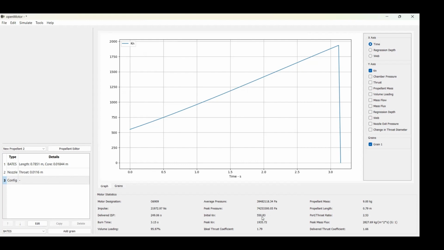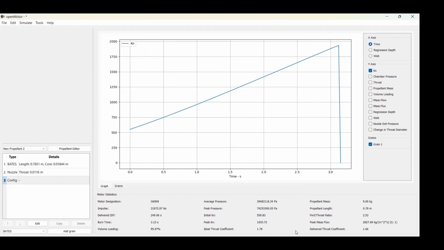The initial Kn value is approximately the same, a little bit off from the calculated. The calculated is 548.82. This one's 550. The peak Kn, again, approximately the same. This is 1935.72. The calculated one was 1,937.44 seconds.